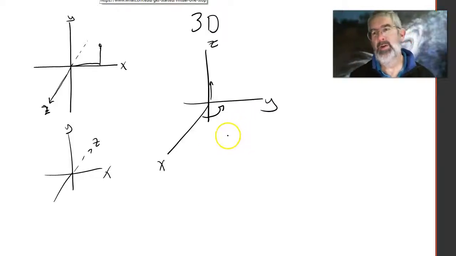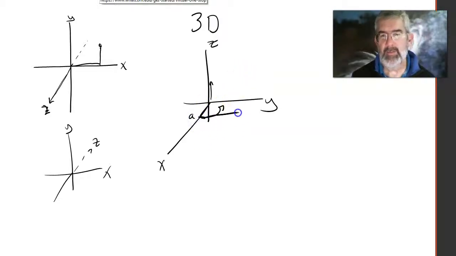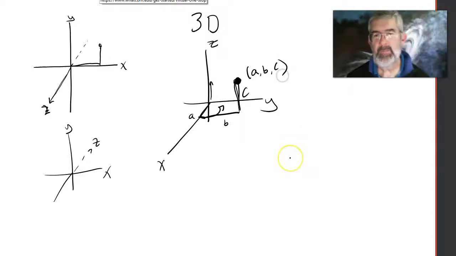Now, plotting points, rather than having two coordinates, you have three coordinates. So, for instance, if I said move this far, a, in the x direction, and then move that far, b, in the y direction, and then go up this far, c, in the z direction, then that point is the point a, comma b, comma c.